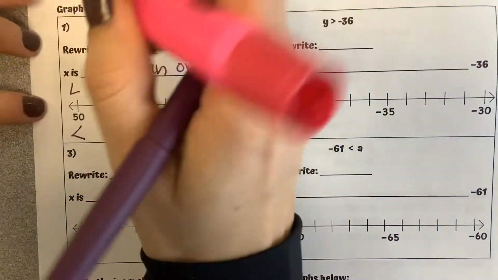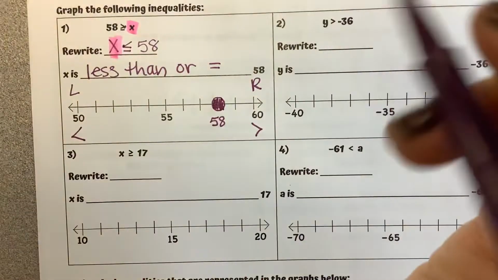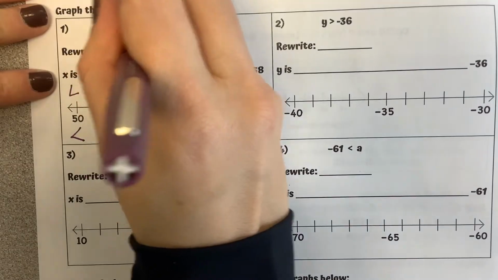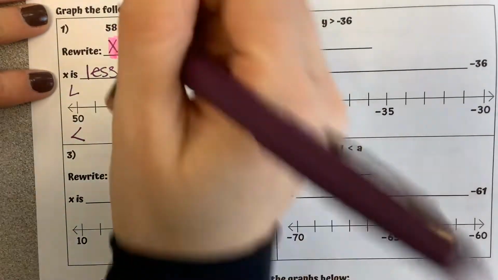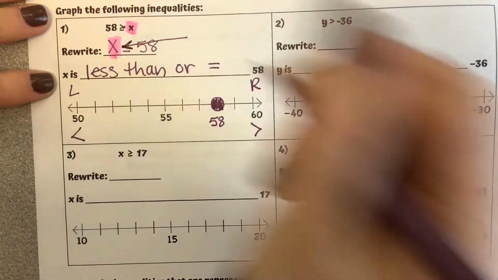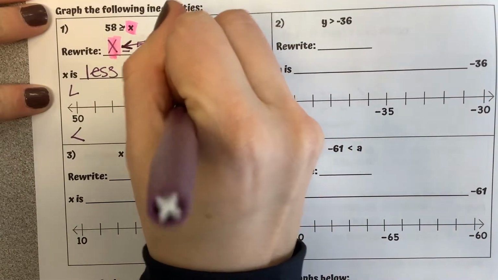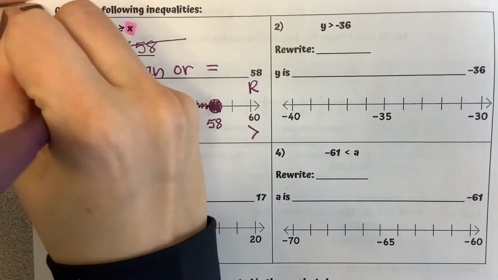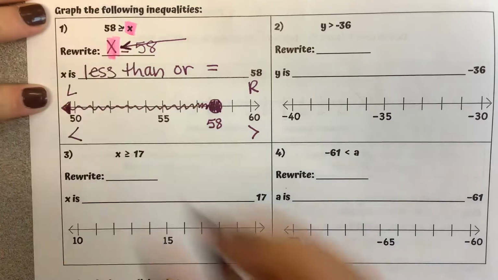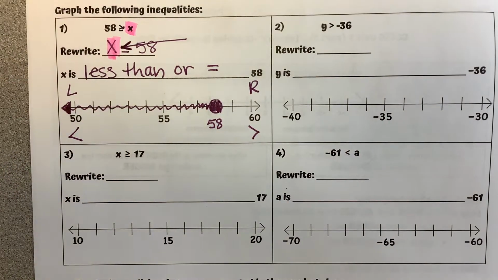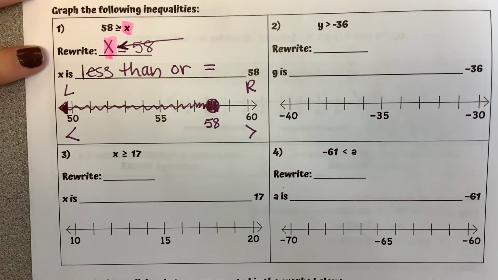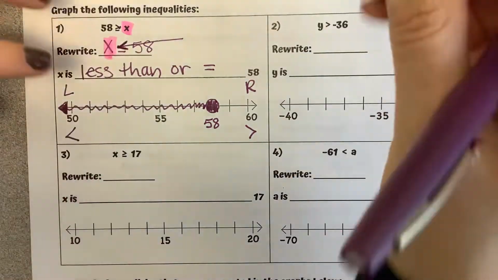Our variable now is on the left side, so the inequality looks like an arrow pointing in the direction that we need to shade, which is to the left. So I'm shading on the left. Left means less. Number 2, highlighting my variable.